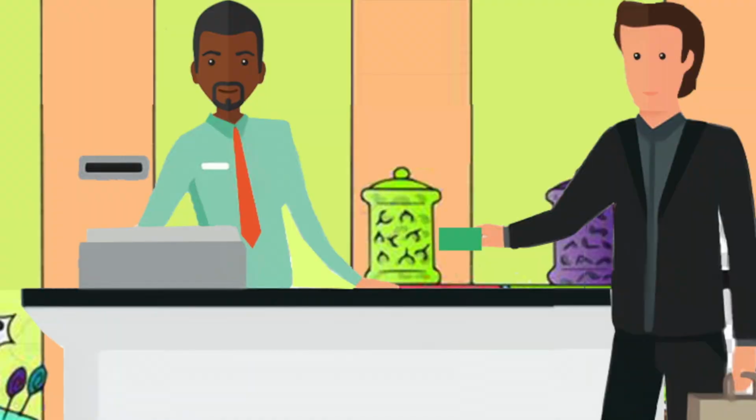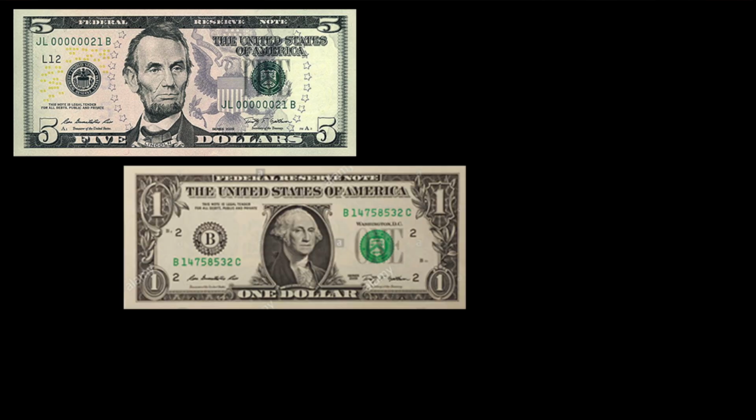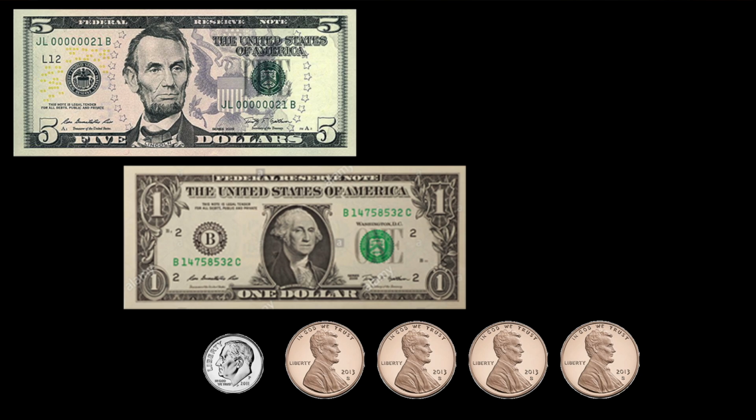Your bill today is $53.86. Okay, here's $60. Thank you. Let me get your change. Your change is $6.14. Here is $5, $1 to make 6, 1 dime, and 4 pennies for 14 cents.